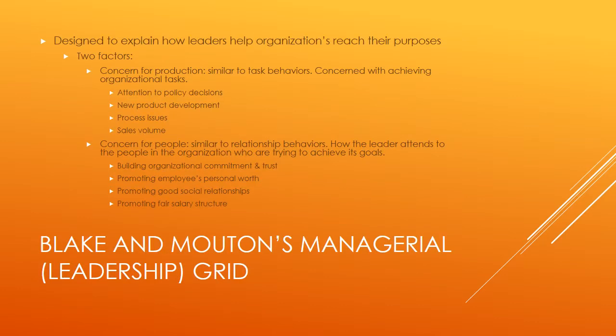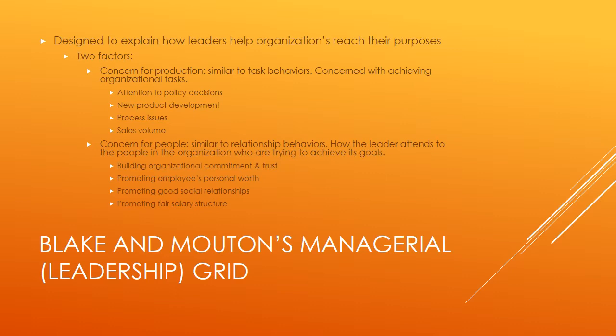Another concept that talks about the style approach is Blake and Mouton's managerial leadership grid. This was designed, again, to explain how leaders help organizations reach their purposes through two factors: concern for production and concern for people. Concern for production is similar to task behaviors. They're concerned with achieving the organizational tasks. Examples of this are attention to policy decisions, new product developments, process issues, and sales volume, just to name a few.